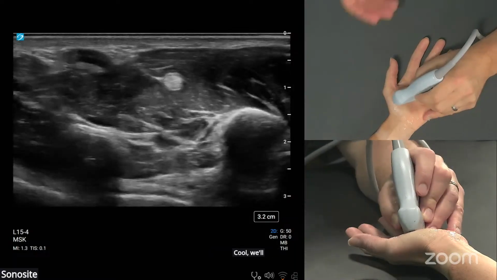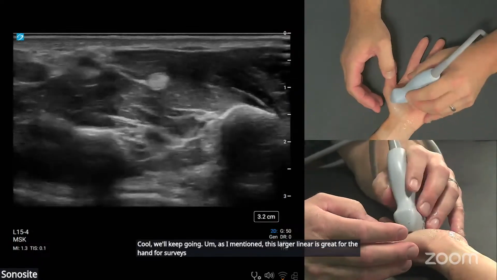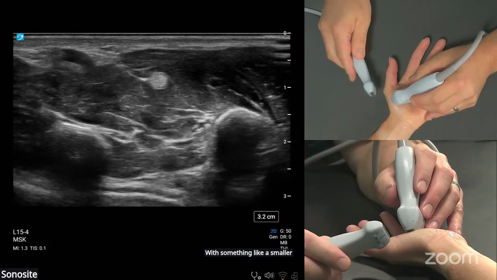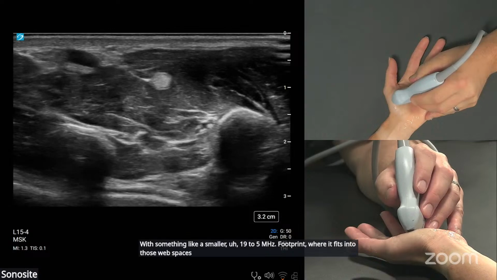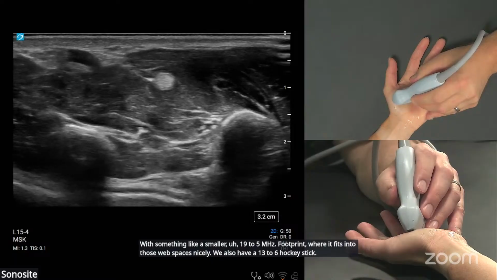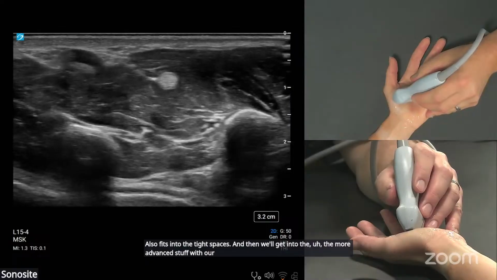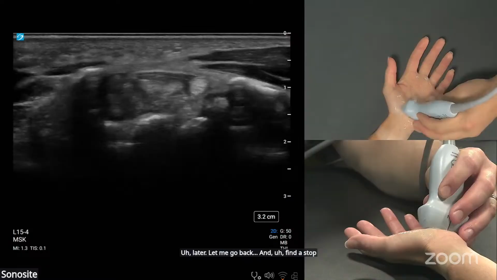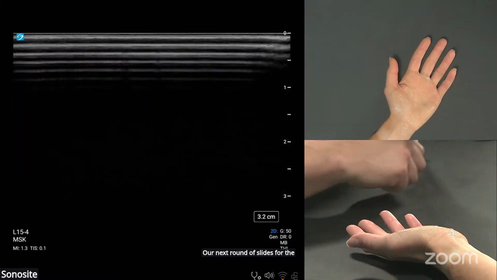We'll keep going. As I mentioned, this larger linear is great for the hand for surveys. You may want to get into more detailed looks at the hand with something like a smaller 19 to 5 megahertz footprint where it fits into those web spaces nicely. We also have a 13 to 6 hockey stick, also fits into the tight spaces. And then we'll get into the more advanced stuff with our 46 to 20 megahertz transducer later. But let me go back and find a stopping point here, and we'll start up our next round of slides for the muscles and tendons of the hand.